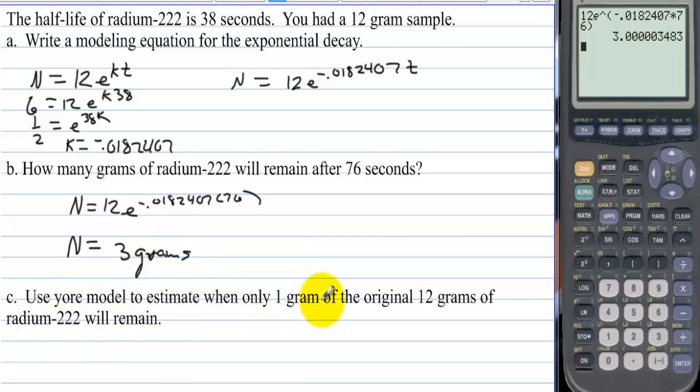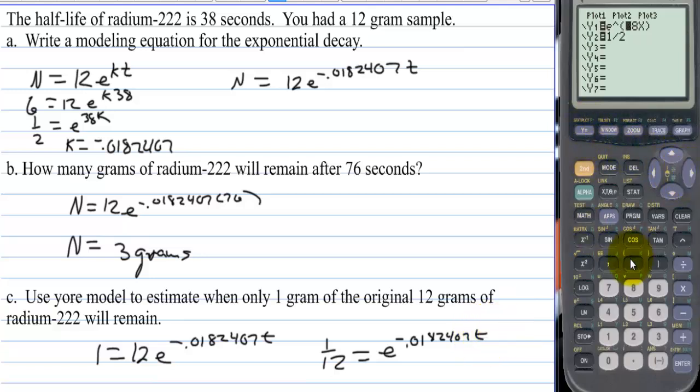Use your model to estimate when only 1 gram of the original 12 grams of radium-222 will remain. Now we'll set this equal to 1. And that's equal to 12e to the negative 0.018247t. So maybe you can divide by 12 and have this equal to 1/12. e to the negative 0.018247t. In Y1, we'll put this e to the negative kt in here. Negative 0.18247x. And then in Y2, we can put 1/12.